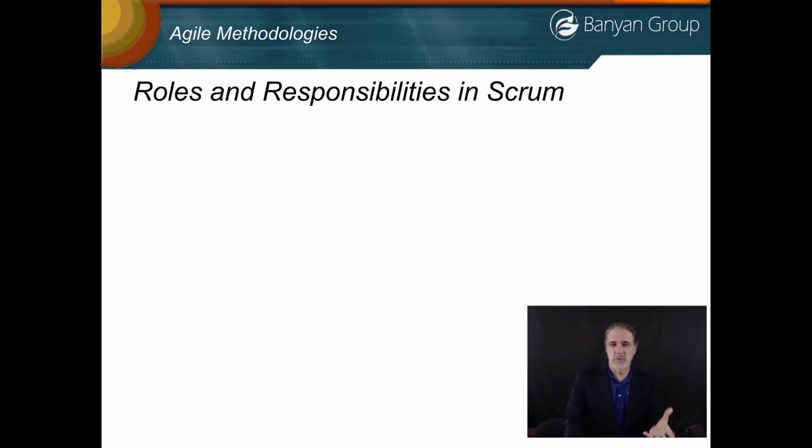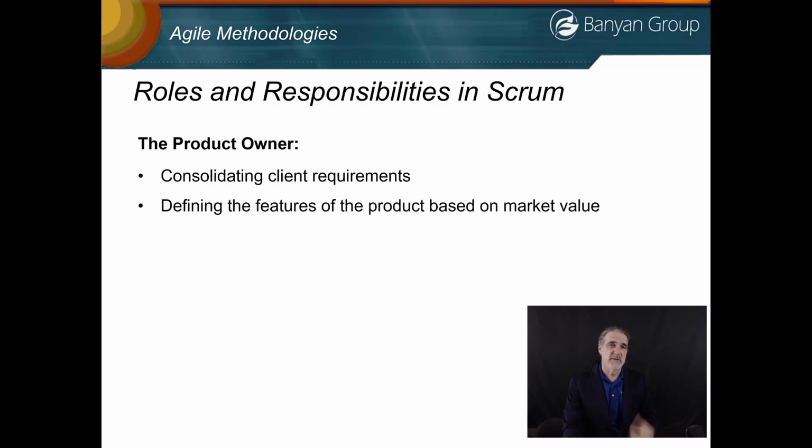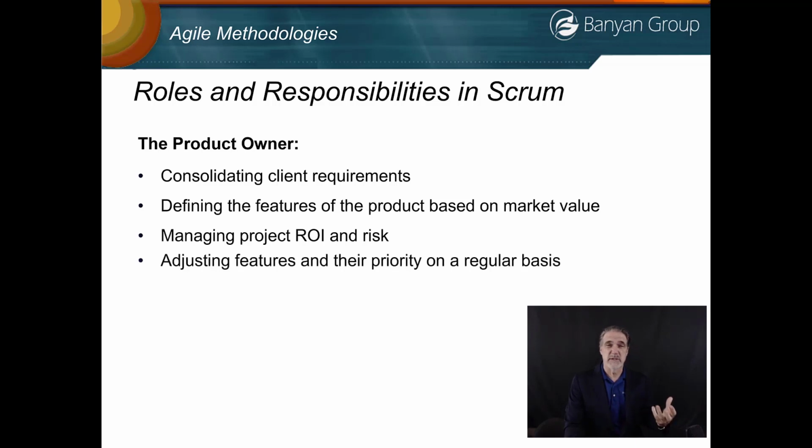Now let's talk about the roles that we find in Scrum. And the first one we'll cover is the product owner. Some people call this the business representative. They represent the stakeholders, the customers out there. The product owner is responsible to consolidate the client requirements, define the features of the product based on market value. So they have to have enough business knowledge to be able to understand which features have more value from a business perspective. Managing project ROI and risk, or return on investment and risk.